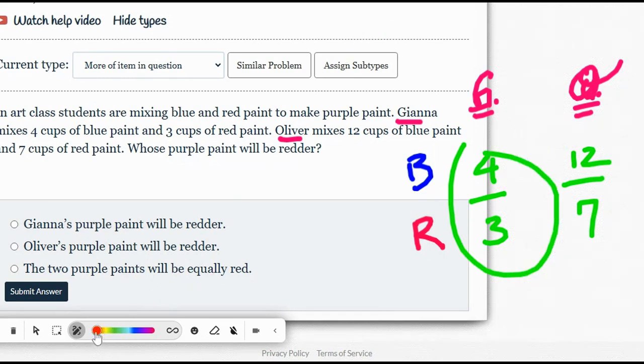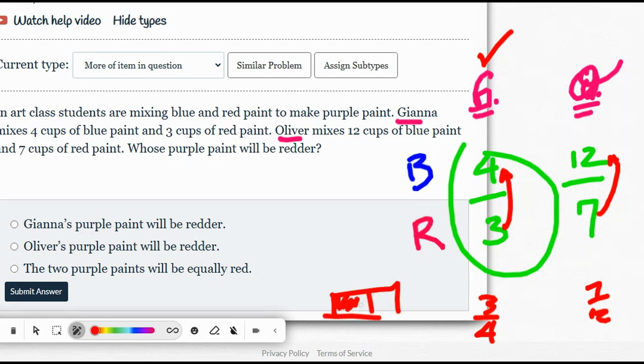I'm going to help you visualize this a little bit better. Is there more red in the 4 blue here, or is there more red in the 12 blue here for Oliver? That's the question. Whose red is taking up more room? It's Gianna's, right? You got that? Because if I reverse these, 3 out of 4, if you were to draw a bar graph, would take up more room than 7 out of 12.